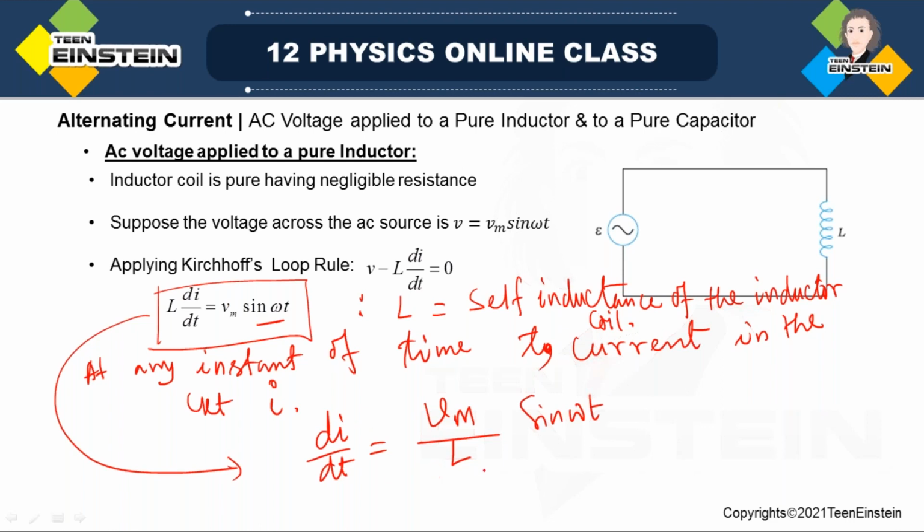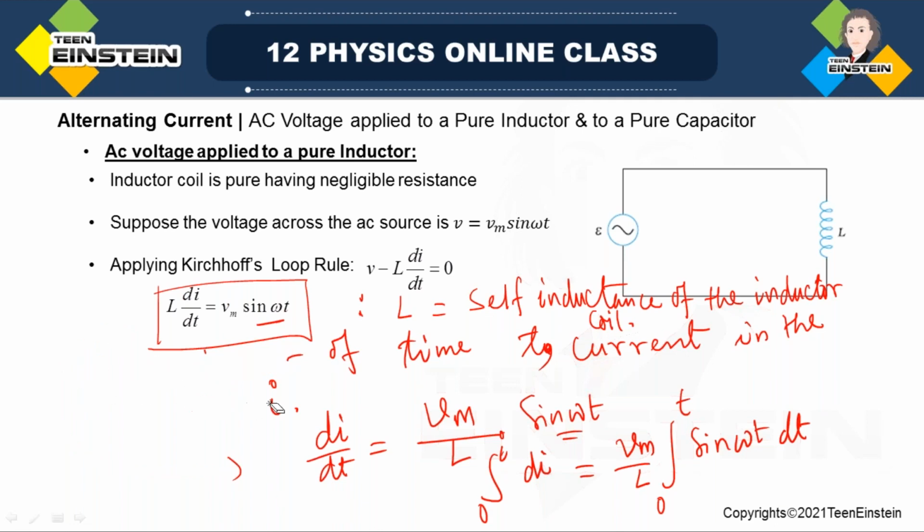If you want to get the current, you have to integrate, right? So let us integrate the current I. In the beginning, suppose it was 0. At time t, the current is I. So on this side, Vm by L, integration with respect to time from 0 to t, of sin omega t dt. So what will happen if you integrate this part? Okay, I'll just erase this portion so that I can write the result over here.